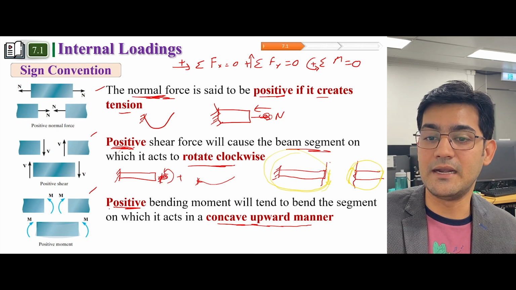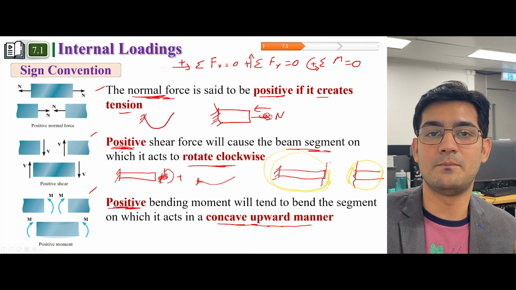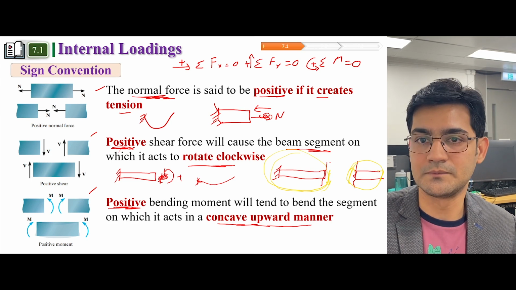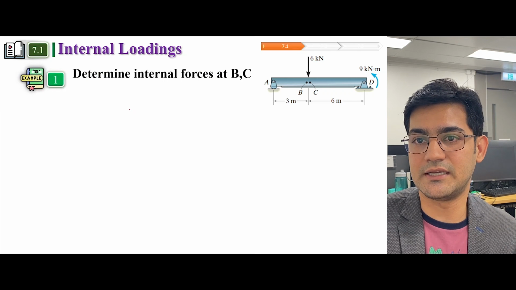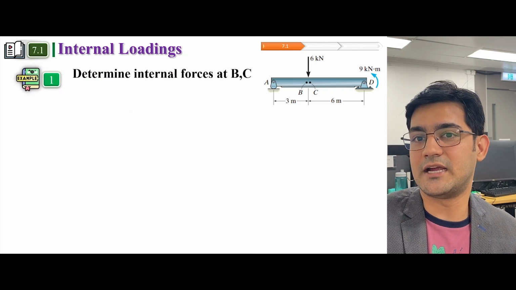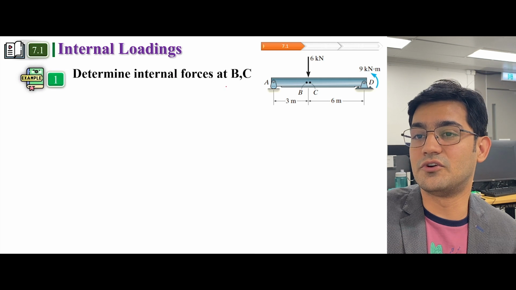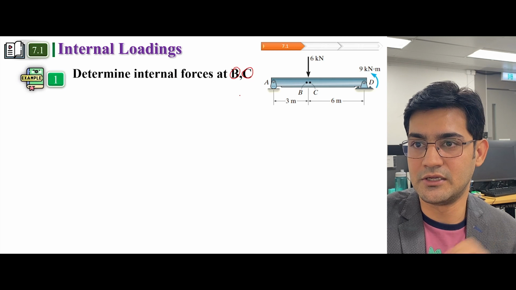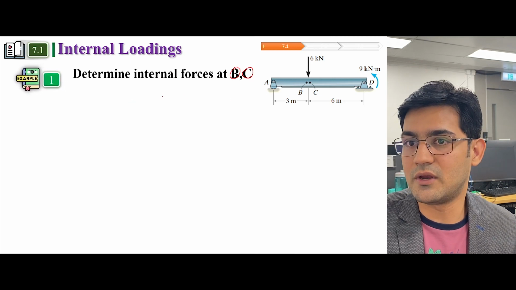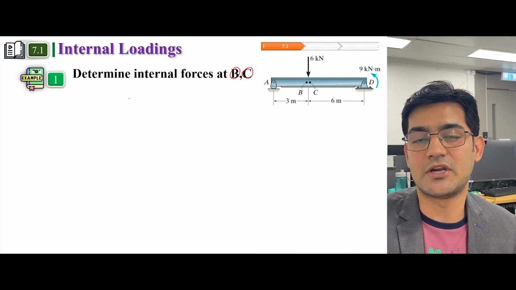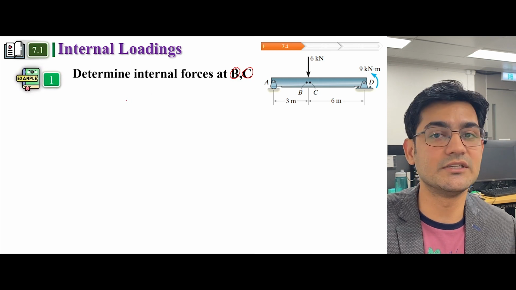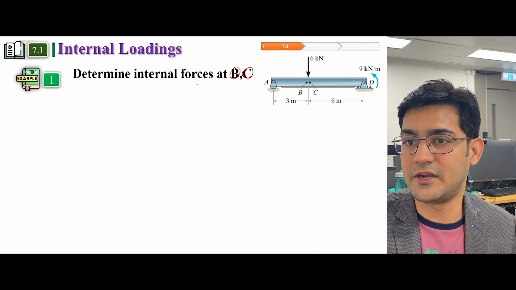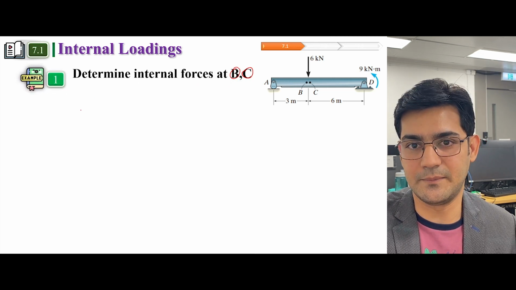And for bending moment, it's positive if it will bend the structural member in a concave upward manner. Okay, so let us do this example. This example says that we have to figure out the internal forces at point B and at point C. So before calculating the internal forces, let's use the method of section, which we discussed in the last lecture, to figure out these internal forces at points B and C.